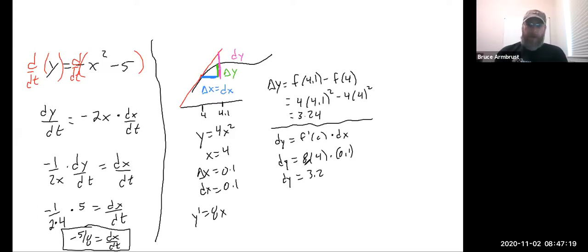So notice that these two numbers are very similar. That was our dy, so that's what our guess is using the tangent line. This is the actual change. And really the point of this problem is to show you that those two numbers are not very far off because we're taking a tiny step. And the smaller the step, the closer these two numbers are going to get.